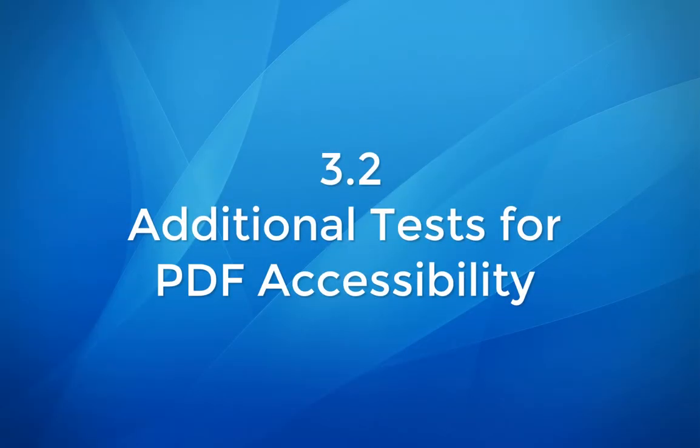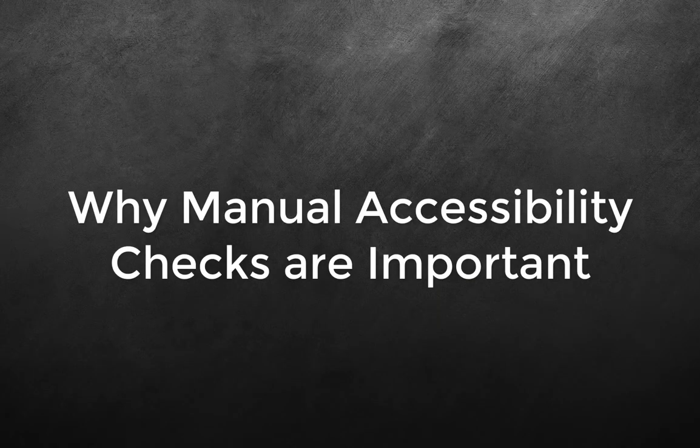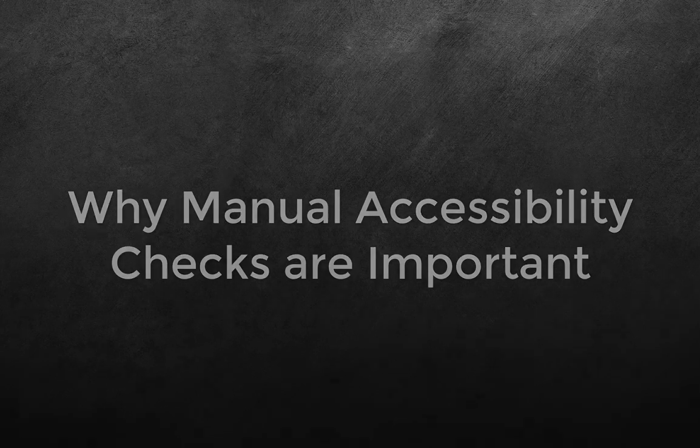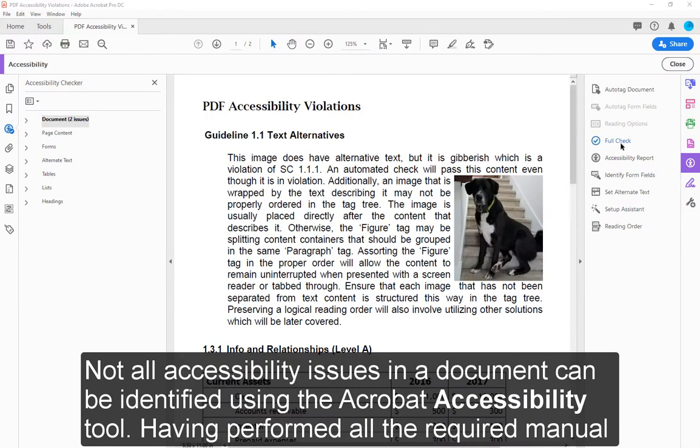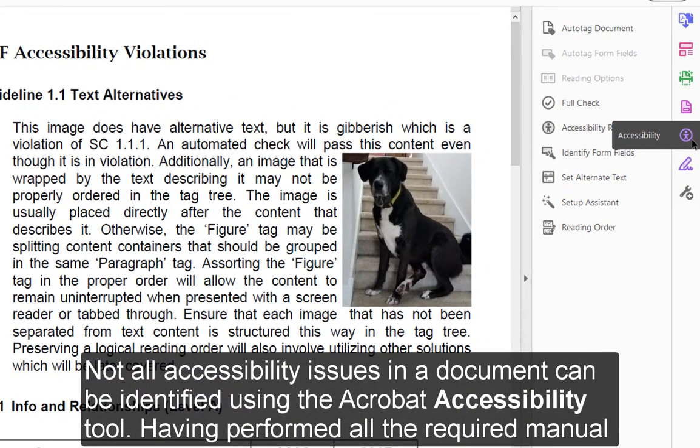Module 3.2 Additional Tests for PDF Accessibility. Why manual accessibility checks are important. Not all accessibility issues in a document can be identified using the Acrobat accessibility tool.